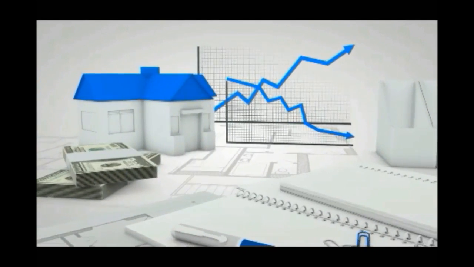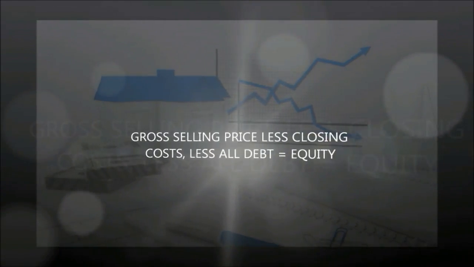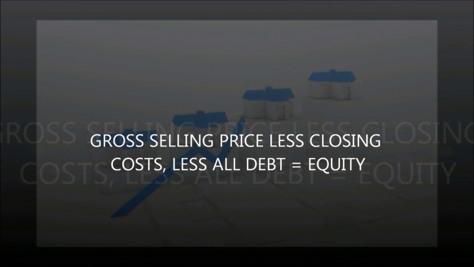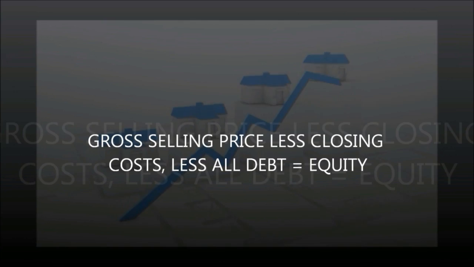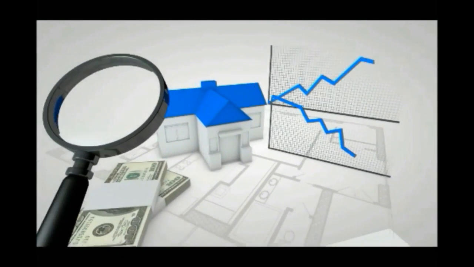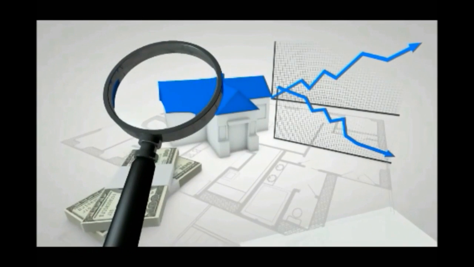So if you take your gross selling price and subtract your closing expenses or closing costs, and then further subtract the amount of any debt that you have on that property, that remaining number which is left over is going to be your equity. Now how about capital gain?